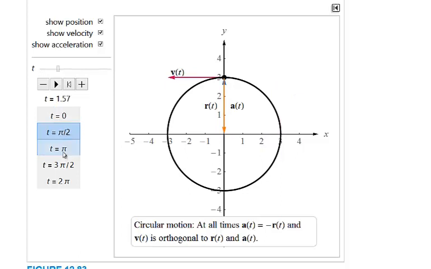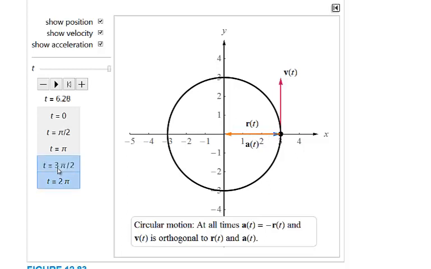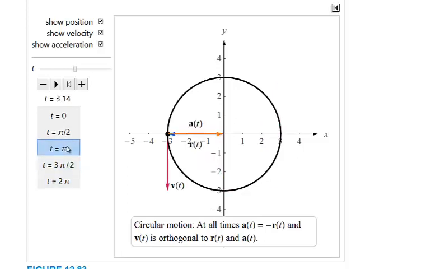Notice we go around the circle, and at 3 pi over 2, notice how the acceleration vector is always pointed towards the center, and the velocity vector is that tangent vector. So if I go back to the beginning, I can watch it play, and we can watch those vectors, and the position vector is always pointed in the direction outward.